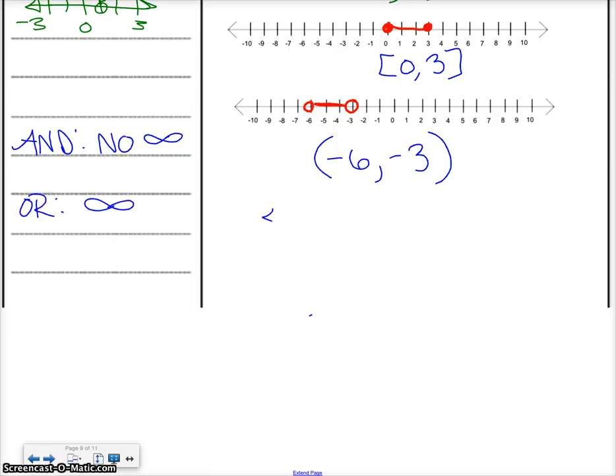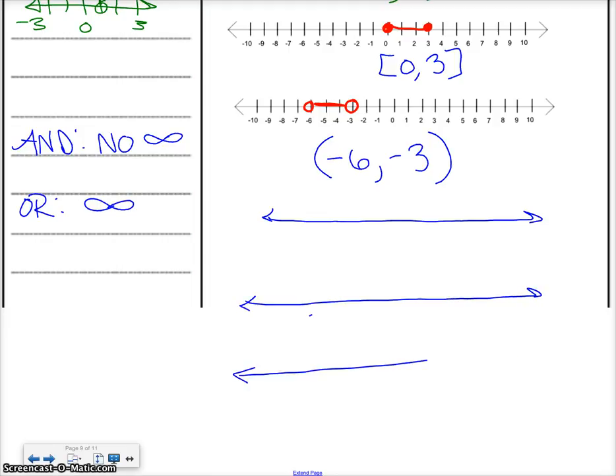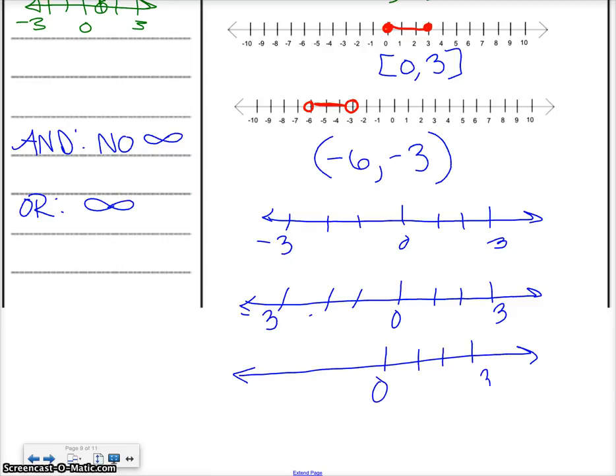So we're going to do a couple of them. So make 3 number lines. And have them go from -3 to 3. Okay, I'm going to pause while you make that.